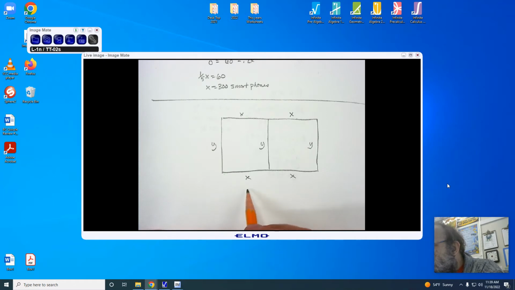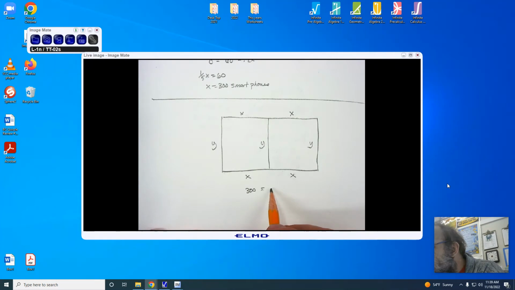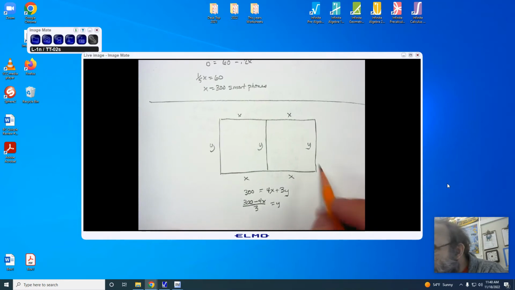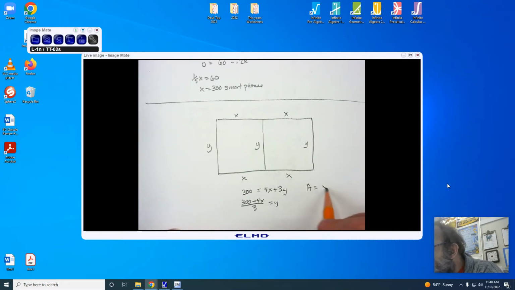Alrighty, here we go. I know that there are 300 feet of fencing, and that must be used to do 4 x's and 3 y's. Let's find what y equals here. So I'm going to go 300 minus 4x divided by 3 is equal to y, and we're trying to maximize the area, and the area is 2 x's times y.